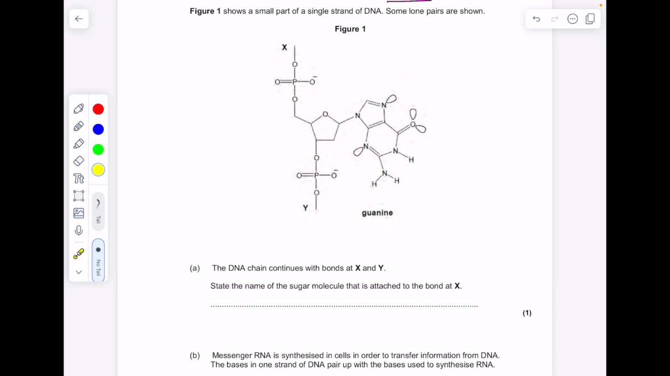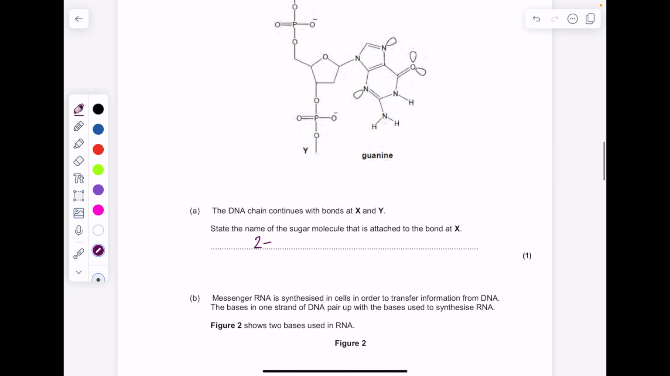State the name of the sugar molecule that is attached to the bond at X. We just need to name that. That's 2-deoxyribose.